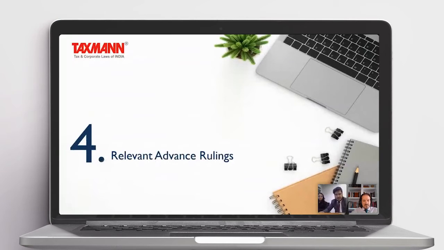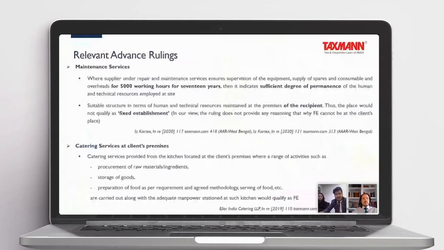Just a quick discussion on the relevant advance rulings till date on these issues. The West Bengal Advance Ruling Authority held that if there is a maintenance contract for 17 years, whereby you have deputed your human and technical resources for that period at a particular place, which is the client place in this case, then you can say that there exists a sufficient degree of permanence.